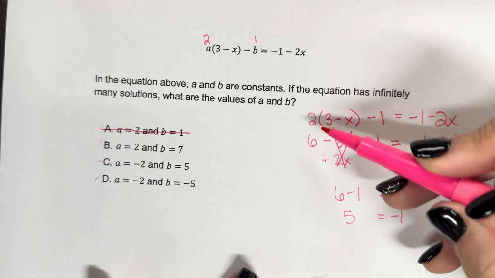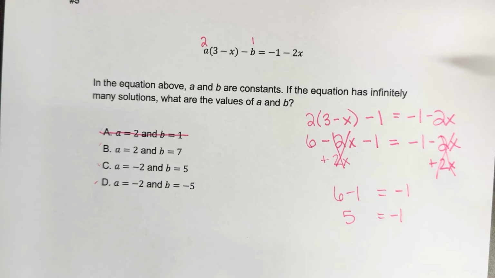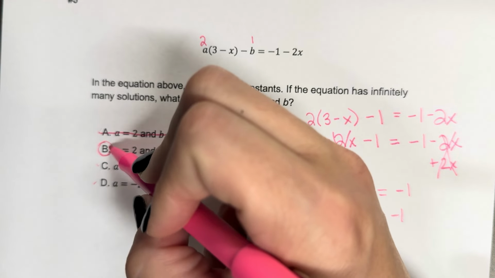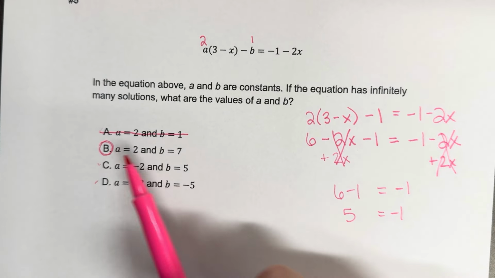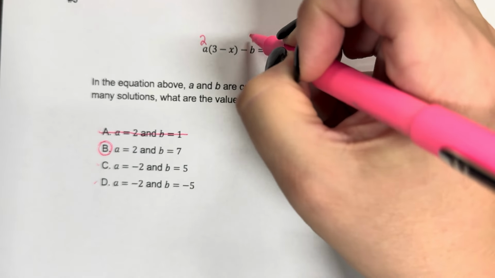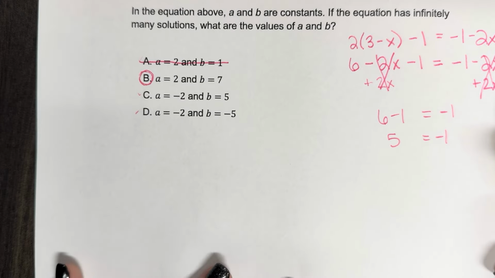But that A value being 2 gave me that correct value in front of X. So that's probably going to lead me to really look my eyes at answer B, because I still have that A value of 2, but I have a B value of 7. So now let's try and plug in a B value of 7 and see what happens.